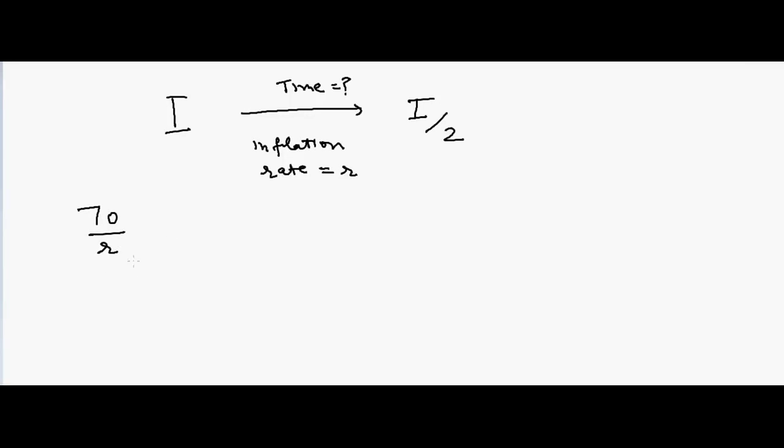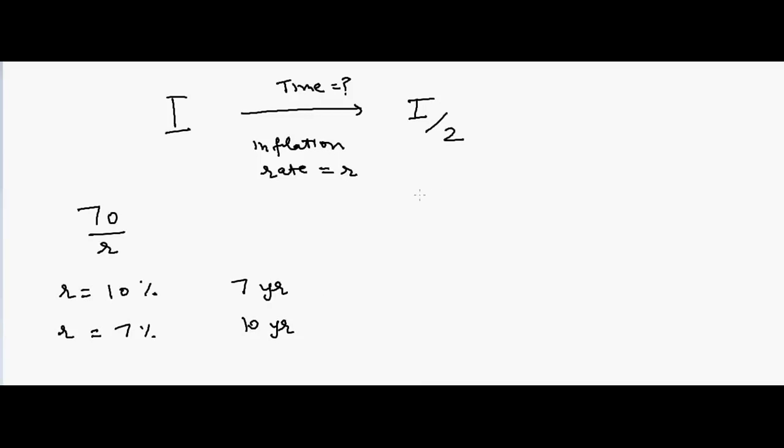So for example, if you have an inflation rate of 10%, then it will take 7 years for your money to become half of its value. And if the inflation rate is 7%, then it will take you 10 years for your money to have half of its value. So how was this trick generated?